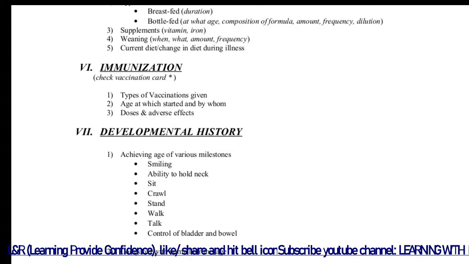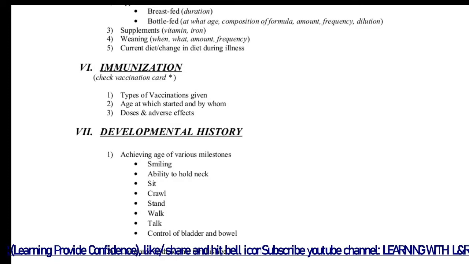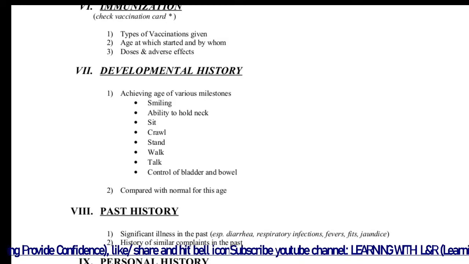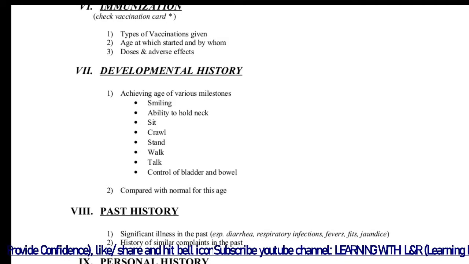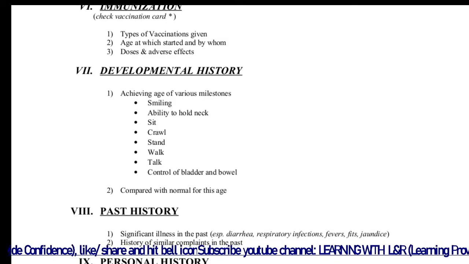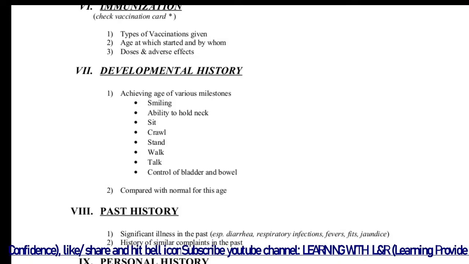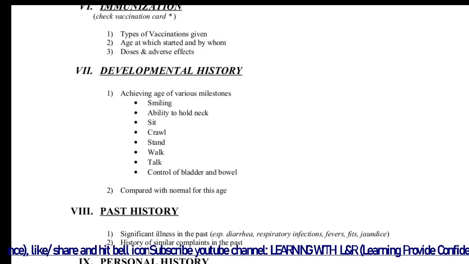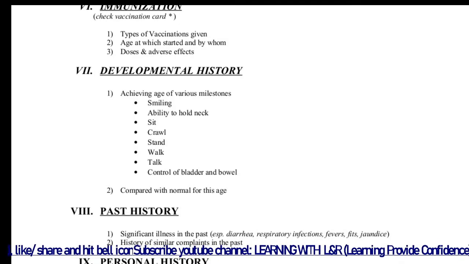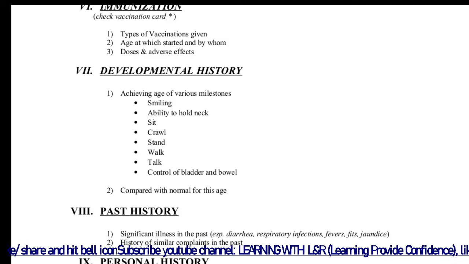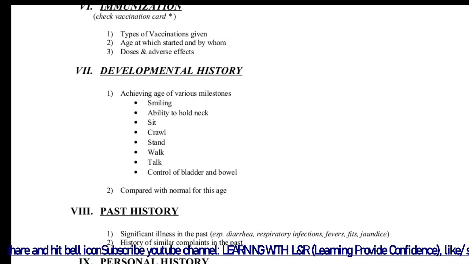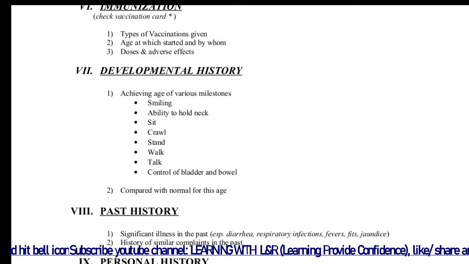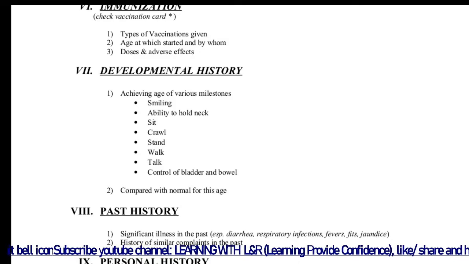of adverse effects. After that, the developmental history, achieving age of various milestones: when the child starts smiling, hold the neck, sit, crawl, stand, walk, talk, and control of bladder and bowel compared with normal for this age. What kind of things we have learned in growth and development, we have to compare the developmental history with that. Then we detect whether it is the normal development of the child or not, right?